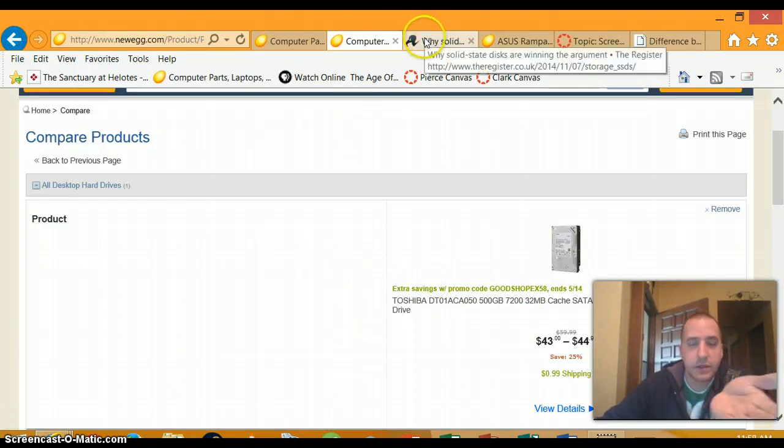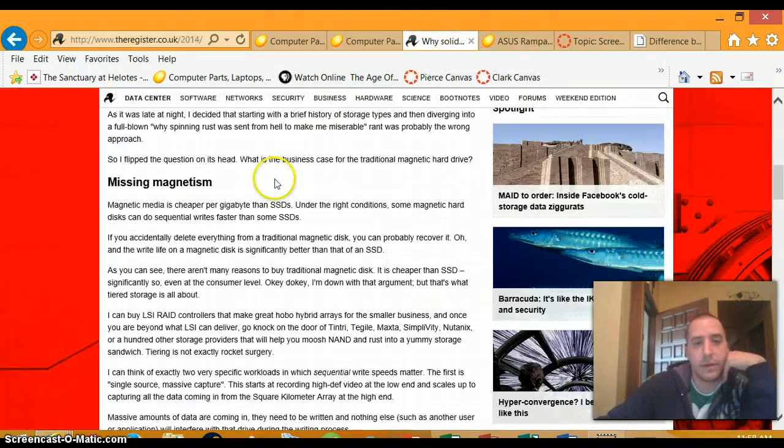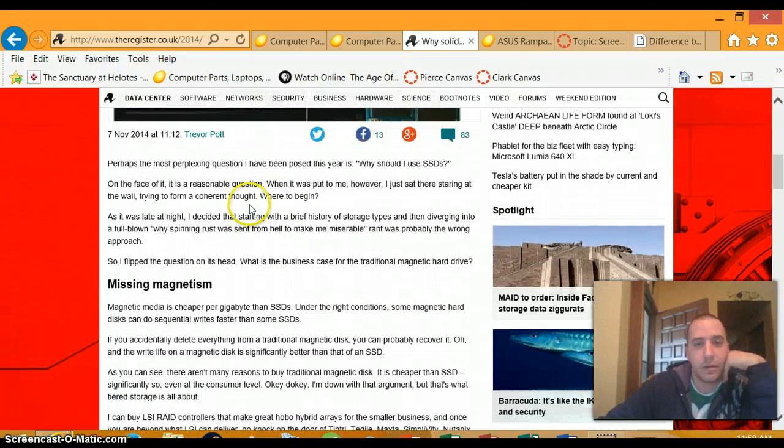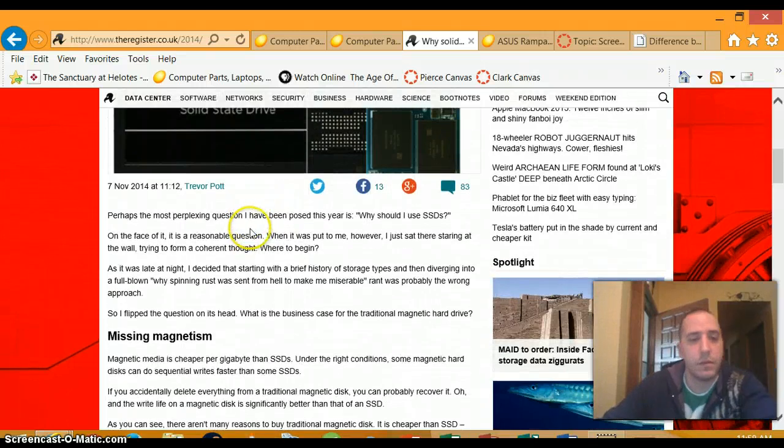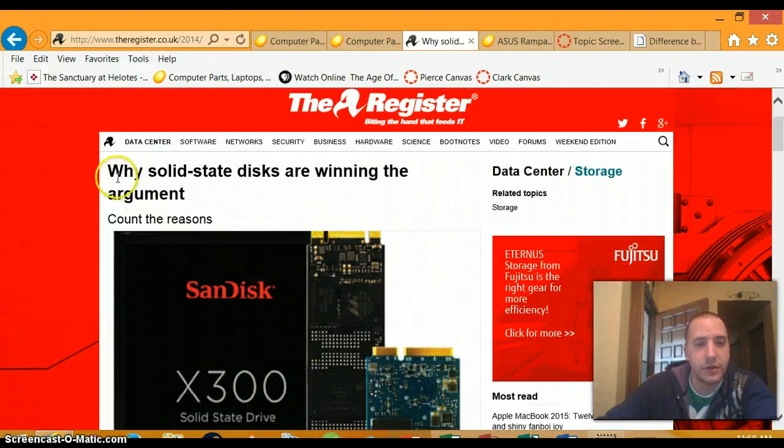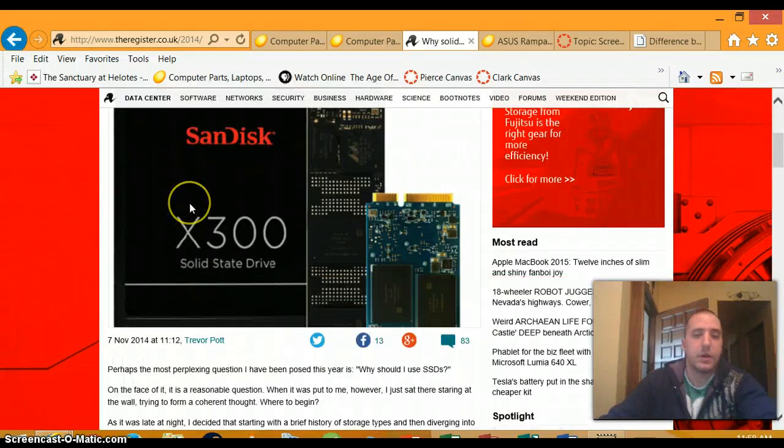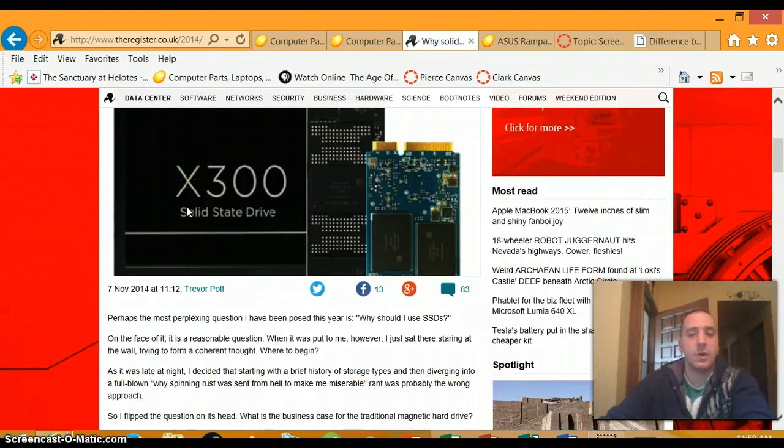And I have some other websites that I'll be posting in my post for this week's discussion. One in particular is why solid state drives are winning the argument, most likely over the hard disk drives, or are those being phased out.